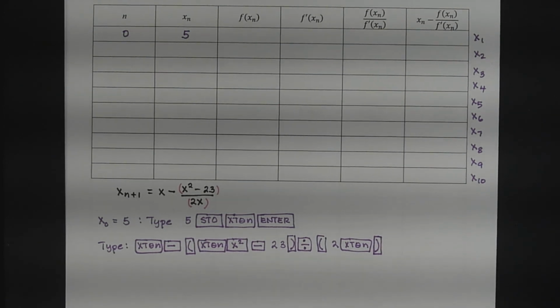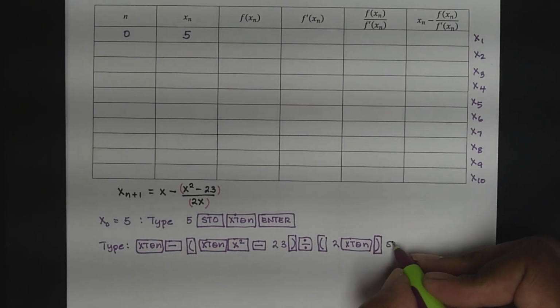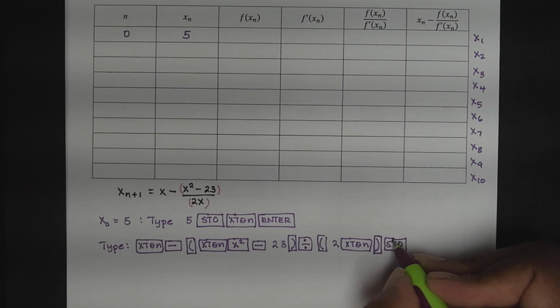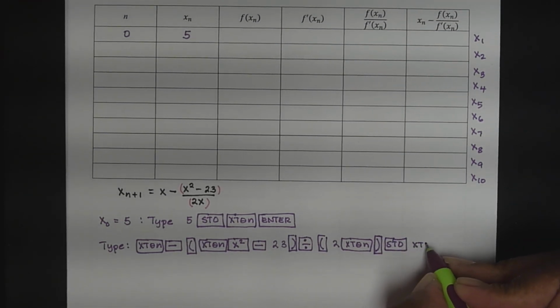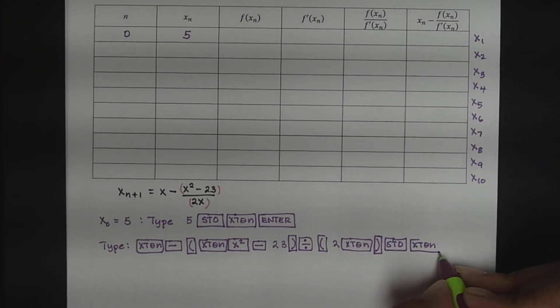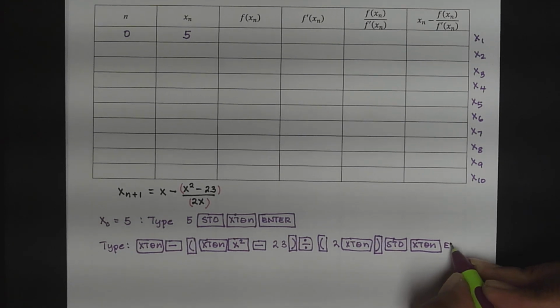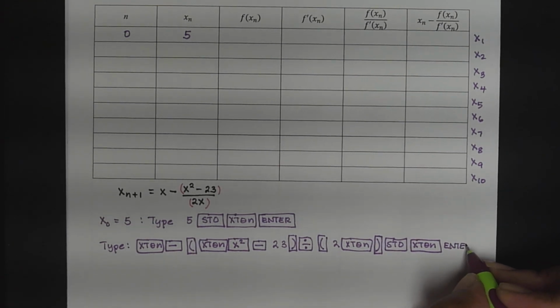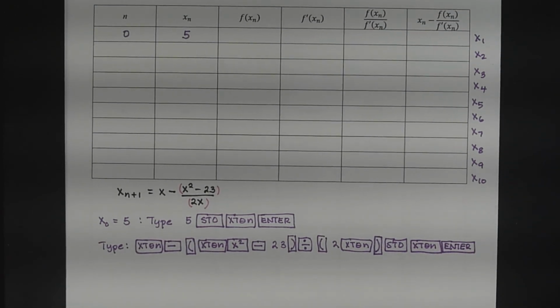And then after that, you will press the button that says STO to store it, and then X,T,theta,n to store that in x. Then finally you'll press enter, and that will give you the first iteration to begin with. And again, pause the video if you need to.